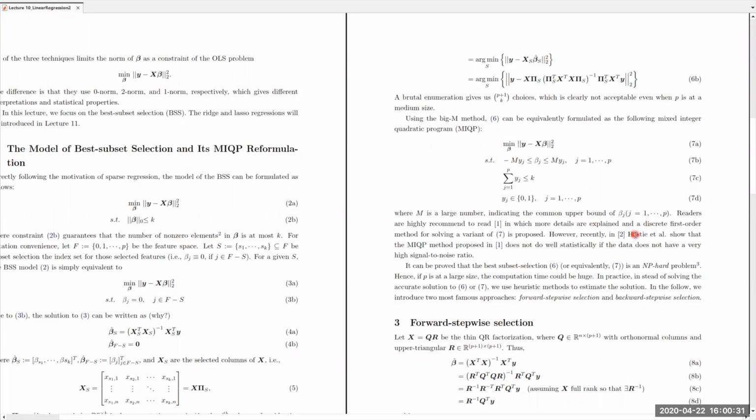So Hastie and Tibshirani, two Tibshiranis, Ryan and Robert Tibshirani, proposed that the MIQP method proposed here and in Bertsimas' paper may not have statistical properties if the signal-to-noise (SN) ratio is very high. So there's a problem. In other words, this works well if and only if the signal-to-noise ratio of the data X is very high. So this is a problem.